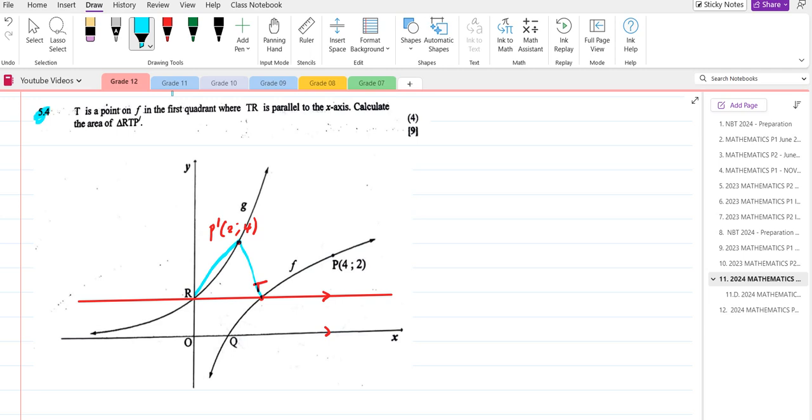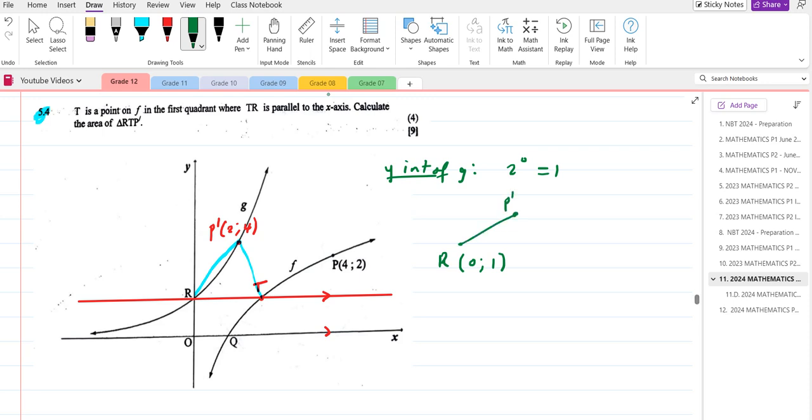We should find the coordinates of R first. Okay, so the coordinates of R is the y-intercept. So 2 to the power 0, the y-intercept of g. We got 2 to the power 0, which is 1. So the coordinates of R is 0, 1, okay?